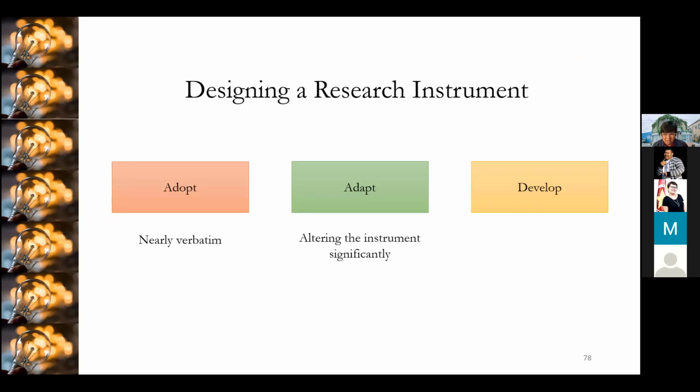We also mentioned yesterday that there are three ways on how we can design our research instruments. We have what we call adopting, wherein you will be using a prior instrument or measurement, and you will be utilizing it nearly verbatim. On the other hand, we also have what we call adapting, wherein you will be utilizing a previous instrument or measurement, but you will be altering the instrument significantly. Okay.